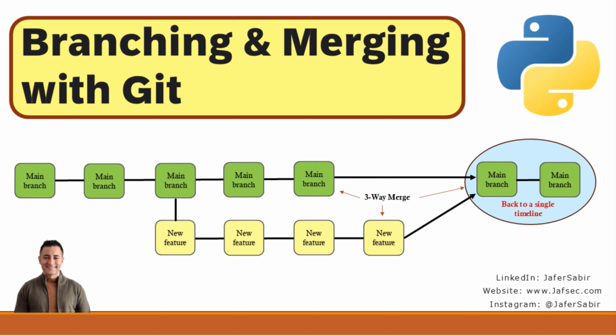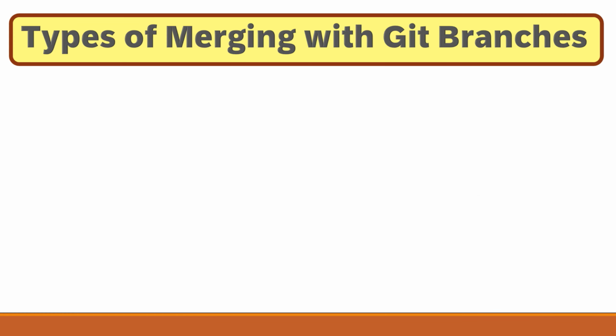Welcome back to another video. In this video, we're going to have a look at branching and merging changes using Git. We have a few options with the types of merges we can do on Git branches, but the two main ones we will be having a look at is the fast forward merge and the three-way merge. Let's begin with the simplest of merges, which is the fast forward merge.